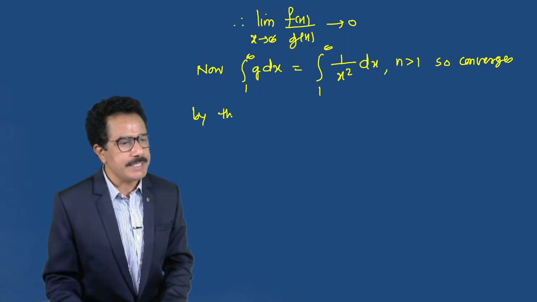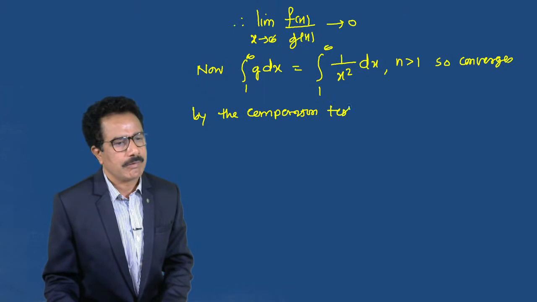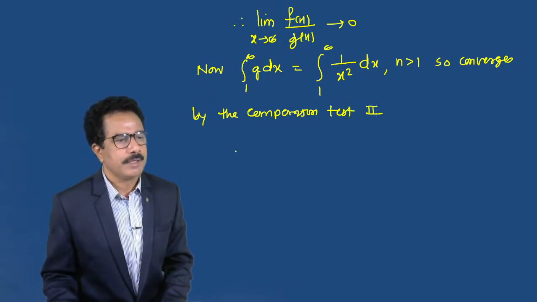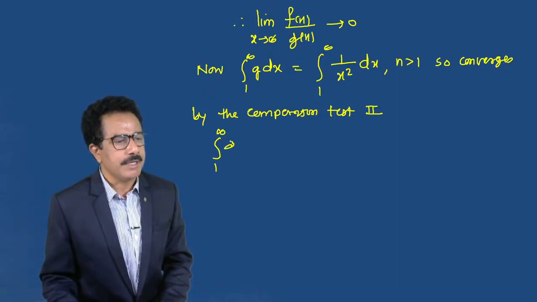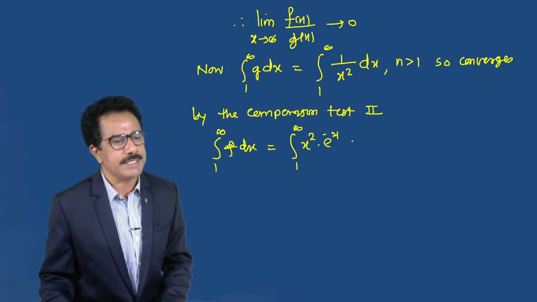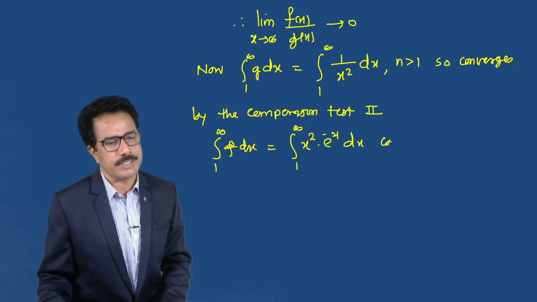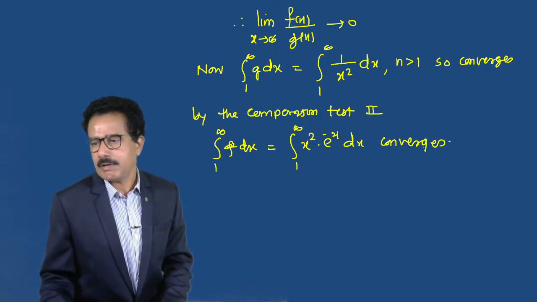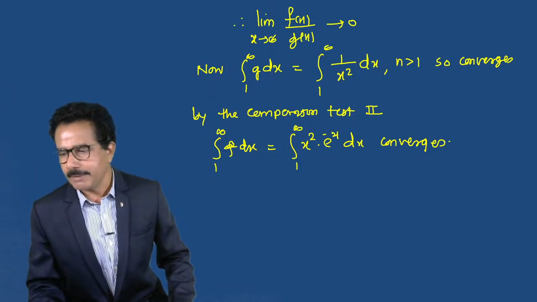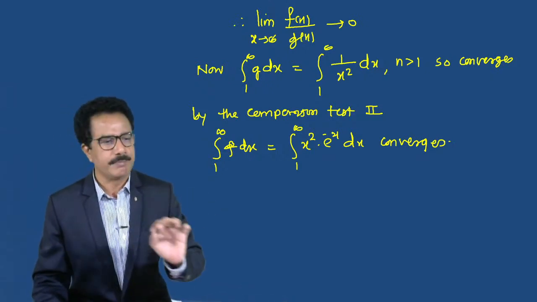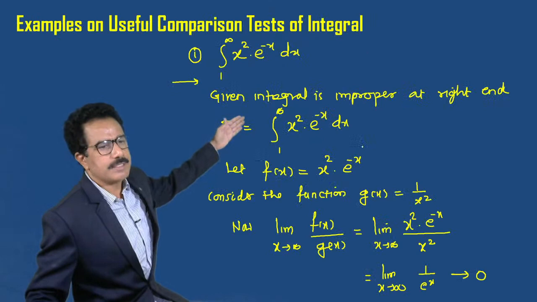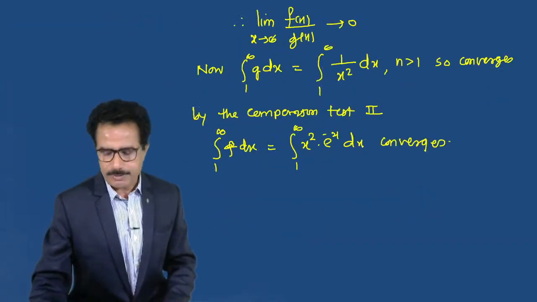By the comparison test second, the integral from 1 to infinity of f dx, which is equal to the integral from 1 to infinity of x square into e raised to minus x dx, converges. Okay, Harshad Dalvi, Omkar Birazdar, Prithviraj Jadhav, very good. So we can write this same problem. Now we can solve this problem also in this way.